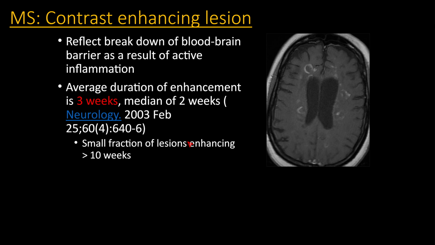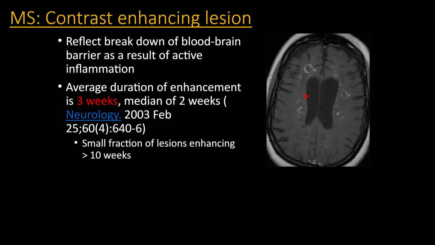I've seen things like capillary telangiectasias be mistaken for a persistently enhancing MS lesion, and subacute infarcts sometimes be mistaken for MS lesions, etc. So just remember the average duration of the enhancement and the median is 2 to 3 weeks. Anything after that, you start to be a little bit suspicious.